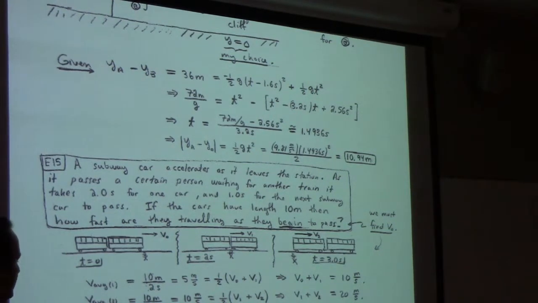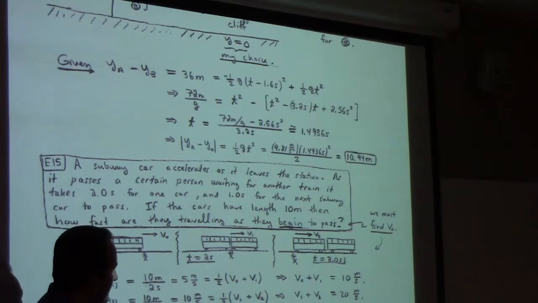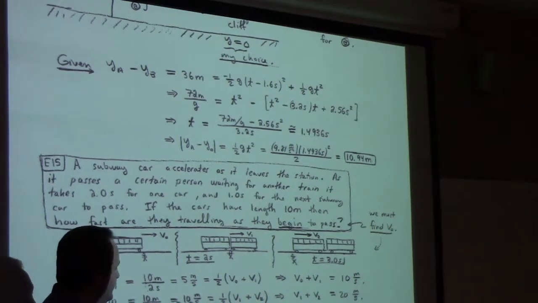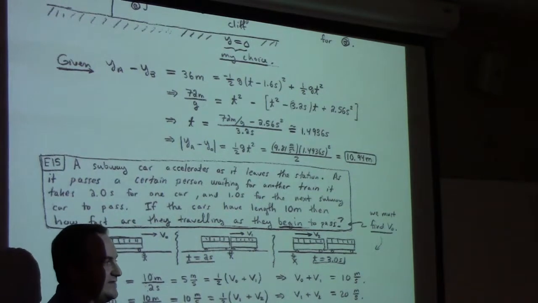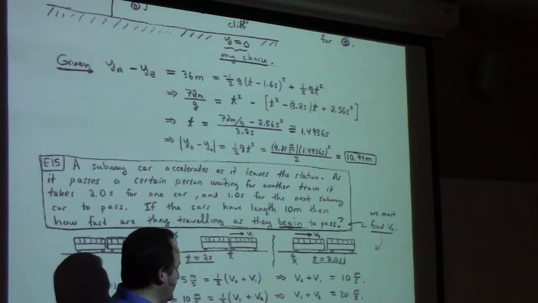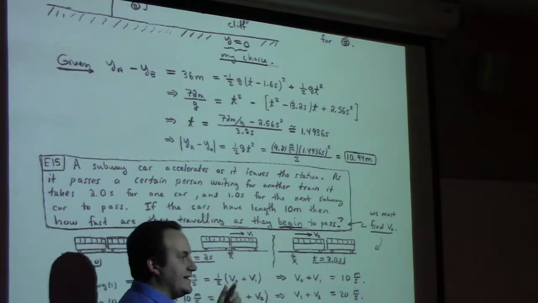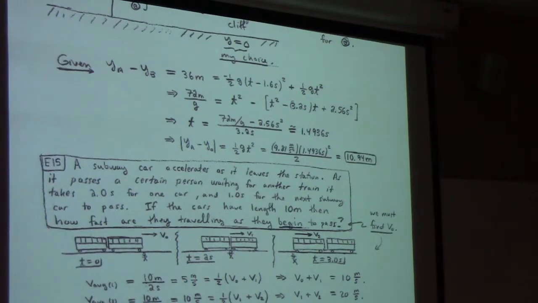Then the second car, we can apply this idea again. The average velocity from time 2 to time 3 is 10 meters in 1 second, so the average velocity is 10 meters per second. But the average velocity is also 1/2 (v1 plus v2), because that's the starting and the ending velocity during that time period from time 2 to time 3. Right?